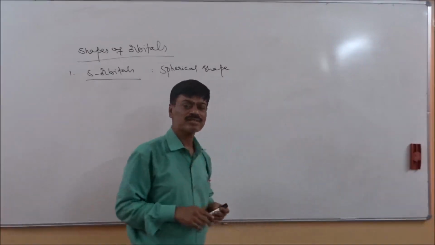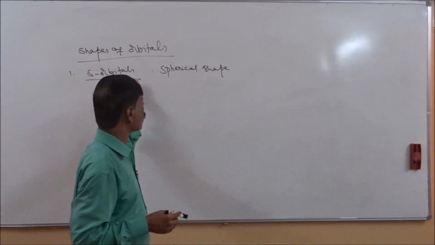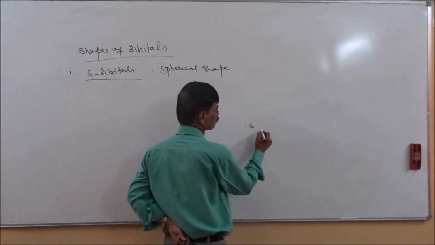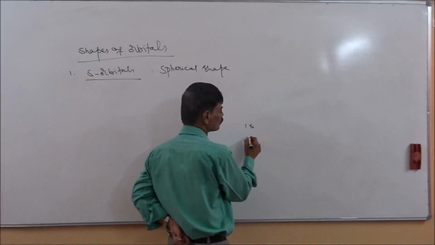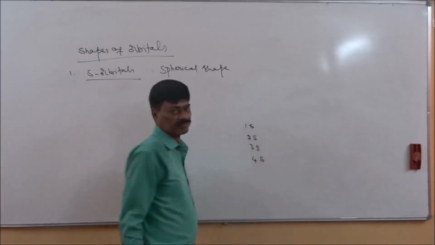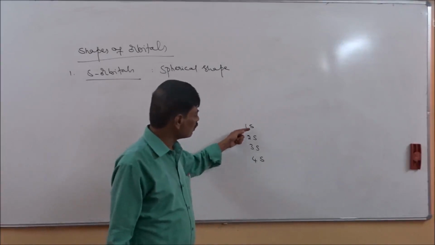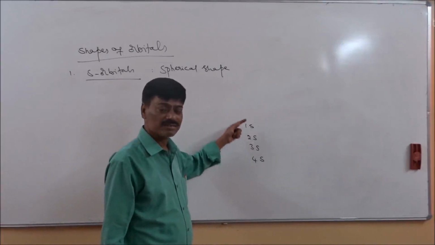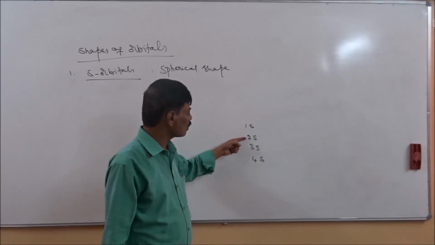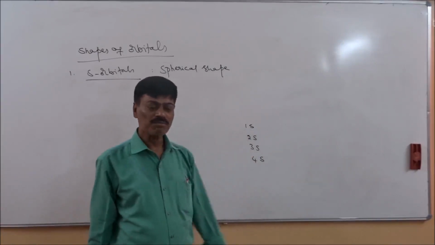Now, what are the differences between these s orbitals of different main shells? Like 1s orbital, 2s orbital, 3s orbital, 4s orbital. S orbitals are there in these s subshells. These s subshells are there in these principal quantum numbers.